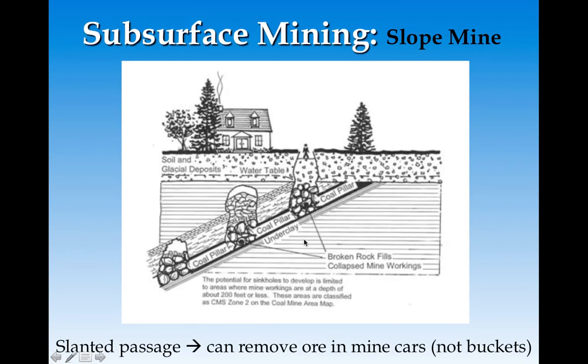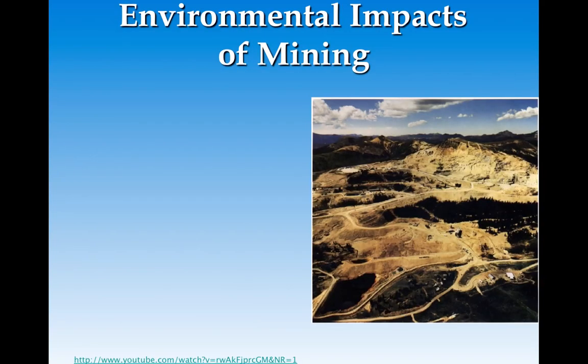And then the slope mine is, again, the slanted passage, and it's a little bit easier to get the minerals out because you don't have to use the elevator. You can use some sort of conveyor belt to pull the mine cars out. You don't have to use the buckets or an elevator, which is more time-consuming and dangerous. Okay, so those are the different types of mining.